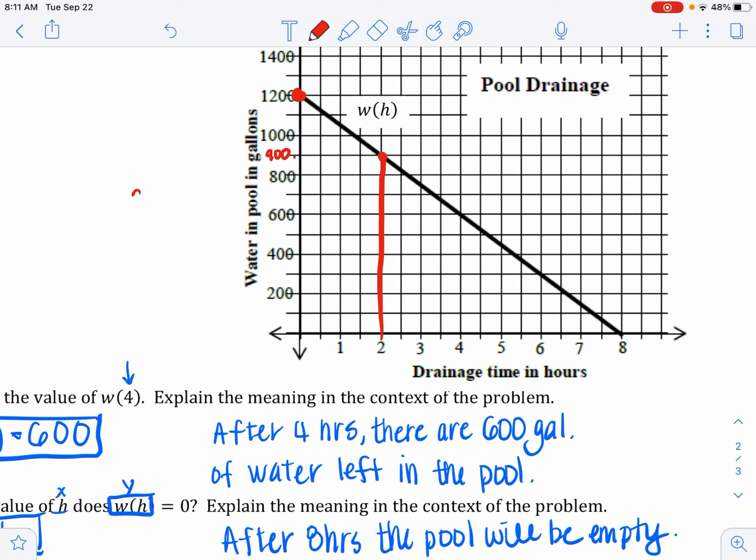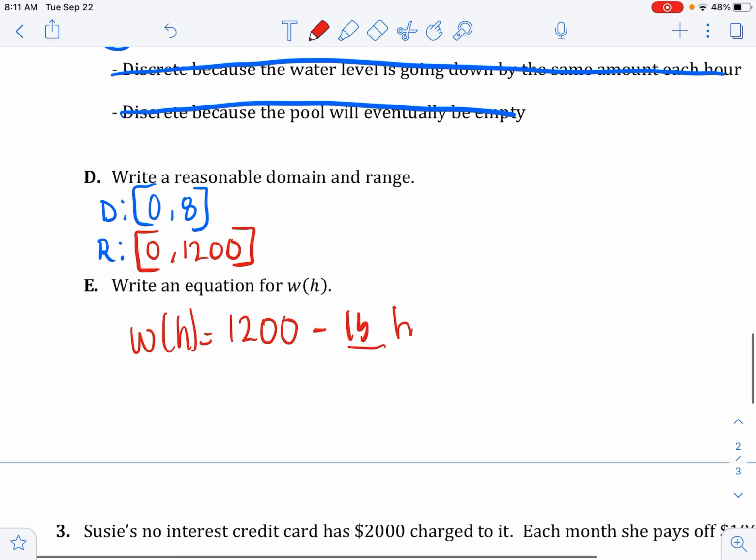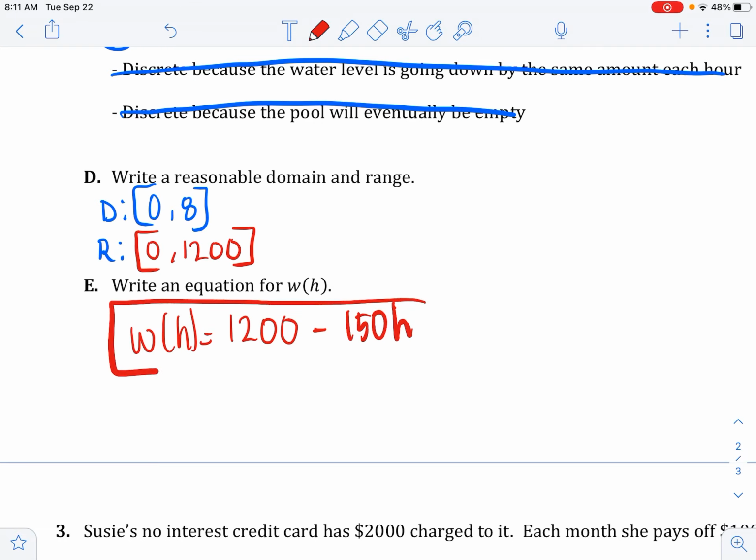So after 1200 to 900 is 300. It dropped by 300, and that's after 2 hours. So after 1 hour, it's going to be 150. Okay, so it's going to drop 150 gallons per hour. And there's my equation.